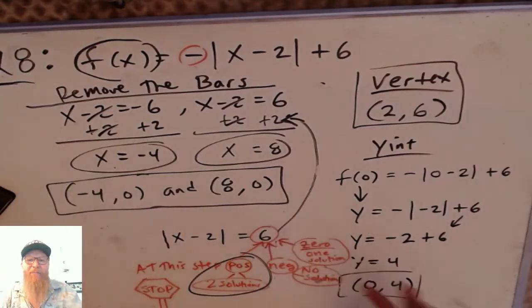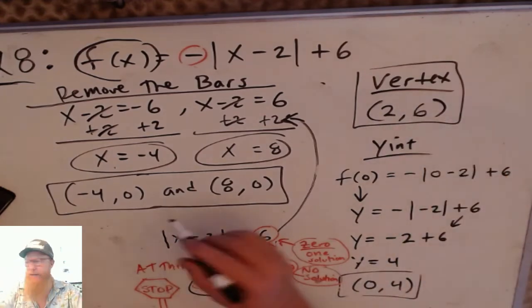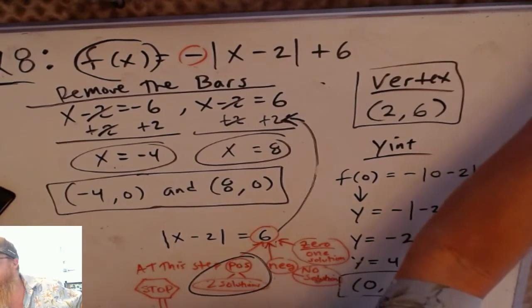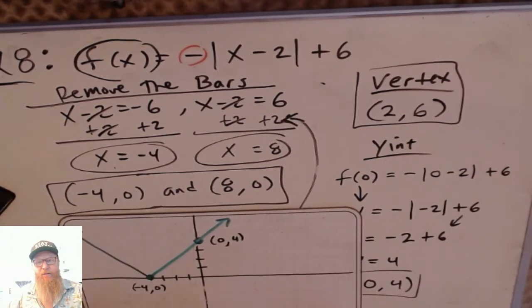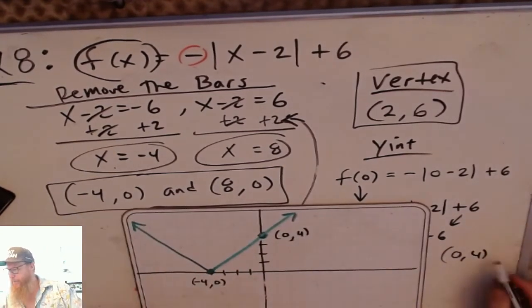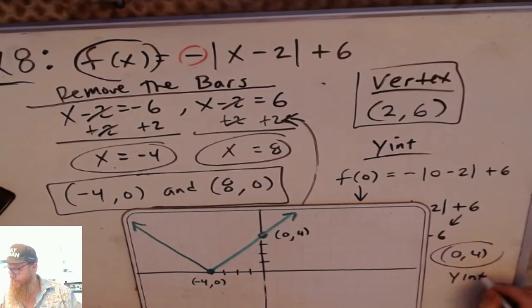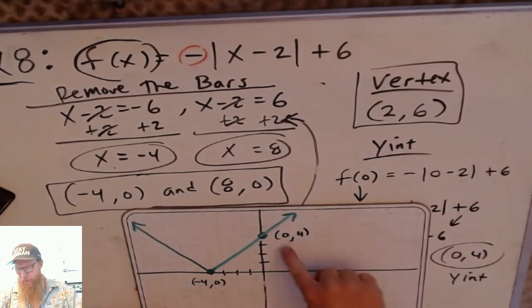We're supposed to be graphing this thing, right? So we've got the vertex, we've got the y-intercept, and we've got the x-intercepts. All right, let's give it a go. Here, let me write this one here so I can cover this up. That's our y-intercept. Oh, coincidence.